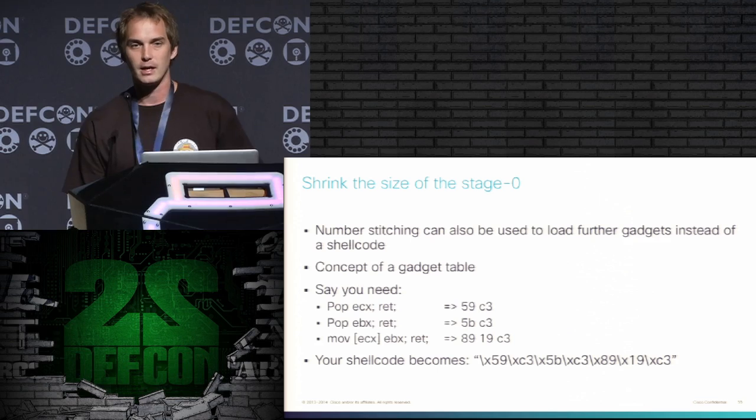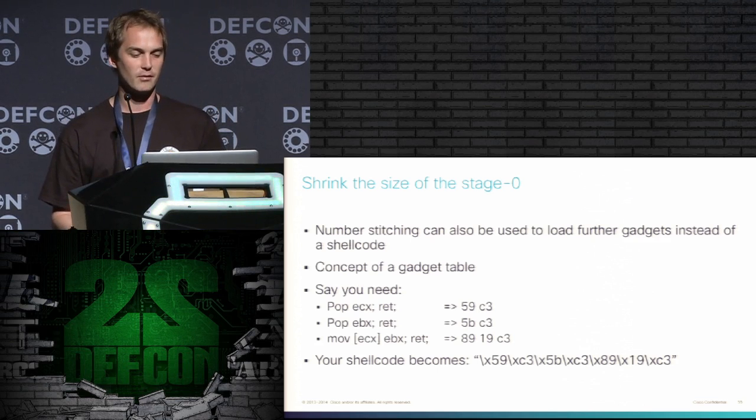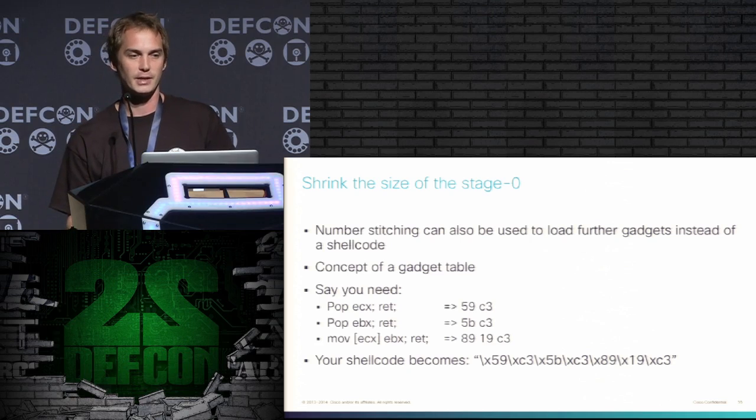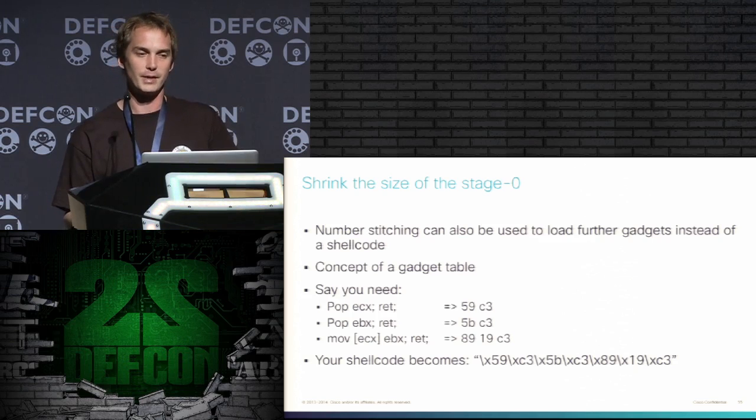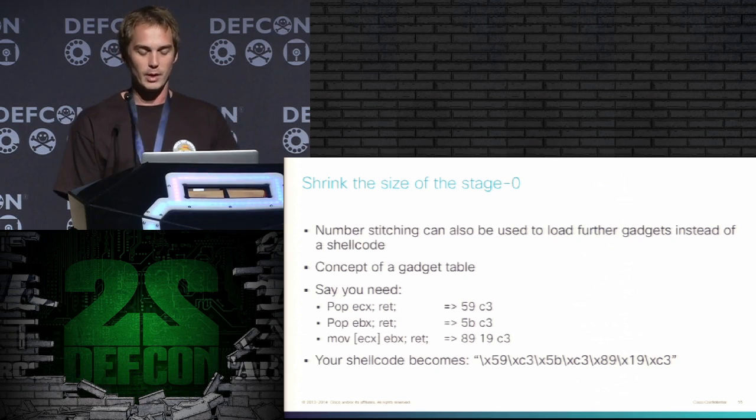So for example, say you've got your exploit and you'd like to have those gadgets I put in there, the opcodes I put on the right. So your shellcode becomes 59C3, 5B, and so on. If you load that, using number stitching and ROP stitching to generate it and put it in memory, then you can call them directly from a stage 0 payload or from your payload. That way you can insert additional gadgets within the target's memory space, which is kind of practical.